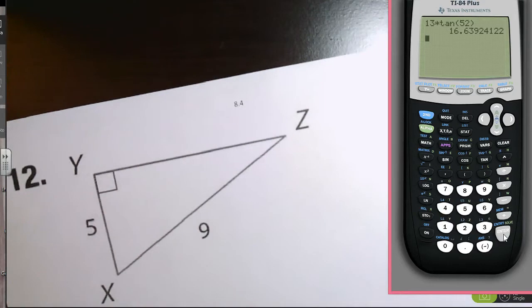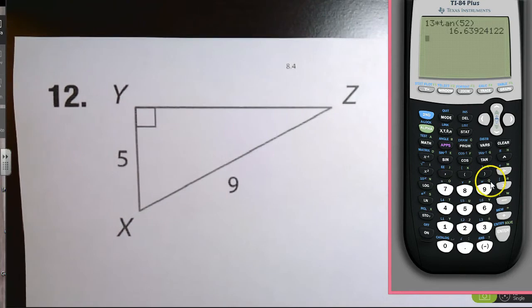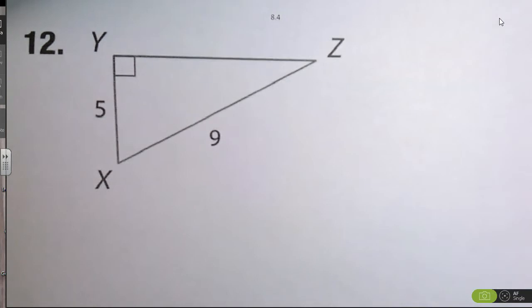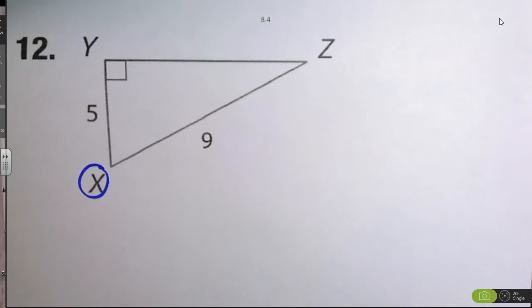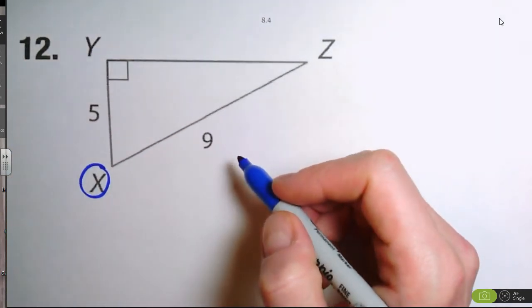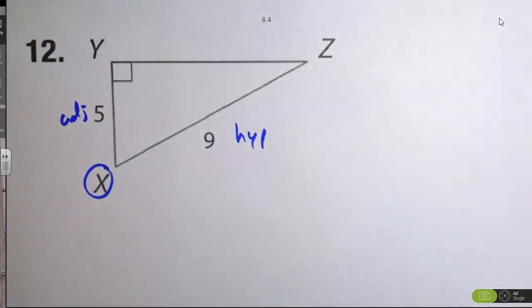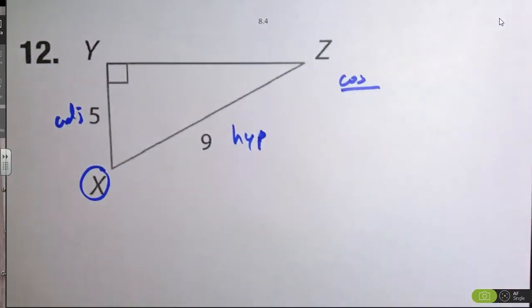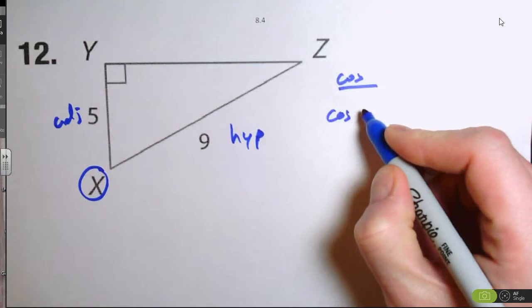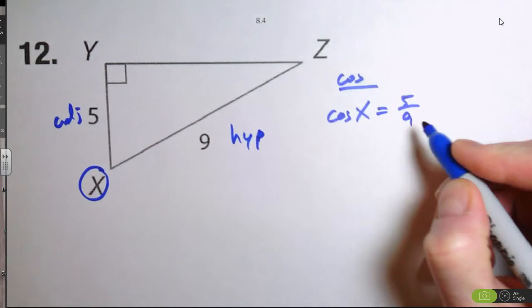And then number 12. I can't remember which angle they want us to solve for, to be honest. So we can solve for either of them. Let's start off with solving for angle x. If we solve for angle x, we look at our sides that are given to us. 5 is the adjacent, 9 is the hypotenuse. So again, we go back to our SOHCAHTOA, which one uses adjacent and hypotenuse? That's cosine. So the cosine of angle x has to be its adjacent over its hypotenuse, so it has to be 5 over 9.